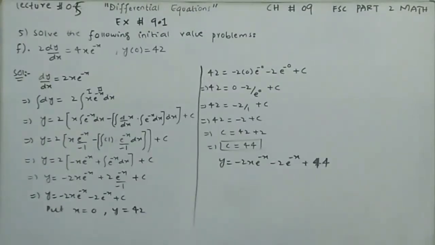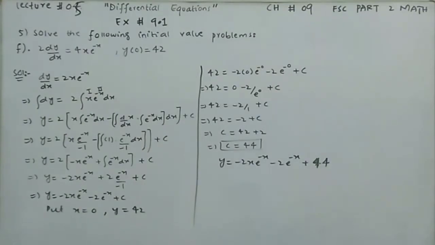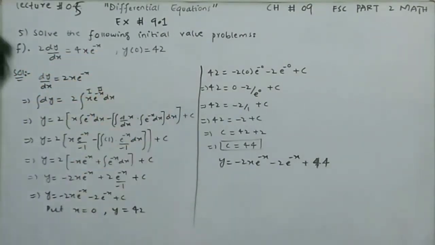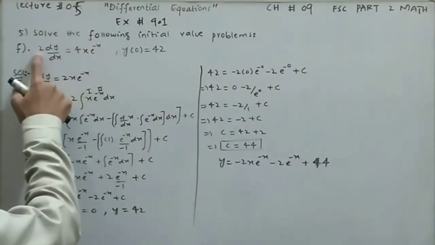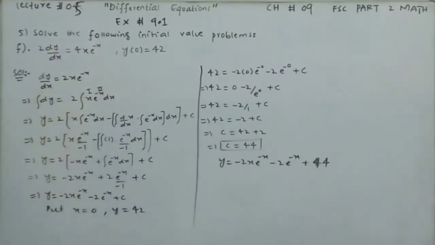Now let's understand the last part, part A, of question number 5. Simplify part 5 of this question yourself. So let's solve the last part A. 2 dy over dx is equal to 4x e power negative x, while the condition is y of 0 equals 42. Here the 4 and 2 cancel out, so 4 over 2 gives us 2x e power negative x, and dy by dx stays as it is.